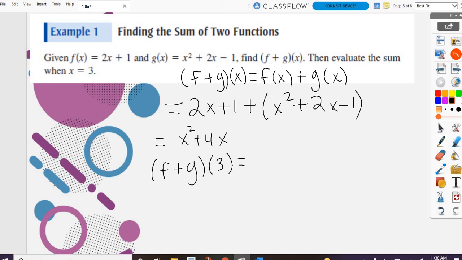Now, you could do this one of two ways. We could plug in our 3 into our f, plug our 3 into our g, and then add them together, okay? But since we've already gone through the trouble of finding what f plus g is, we might as well just use that one, okay? If they didn't ask us to do that first, then it might just be easier to plug 3 into both of them. But in this case, we already have it, so we might as well use it. So we end up with 9 plus 12, which gives us 21.